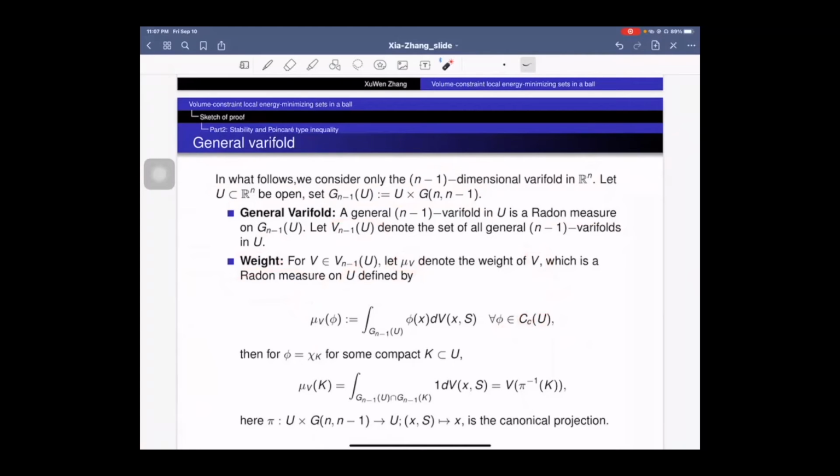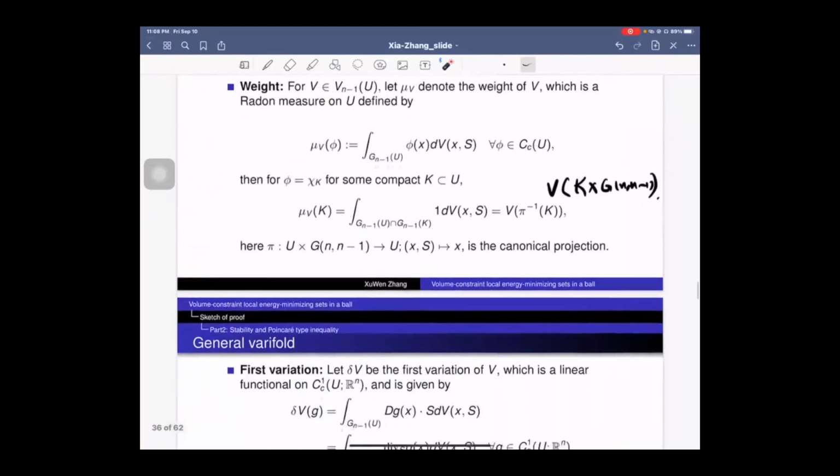And if we take phi to be the indicator function of some compact set K in U, then mu_V(K) is the number given by this. It is indeed V(pi^{-1}(K)), which is K times the Grassmannian. Here pi denotes the canonical projection of the product space to one of its components.